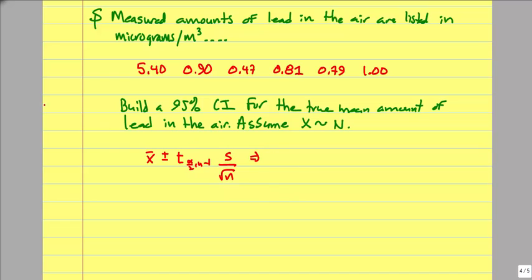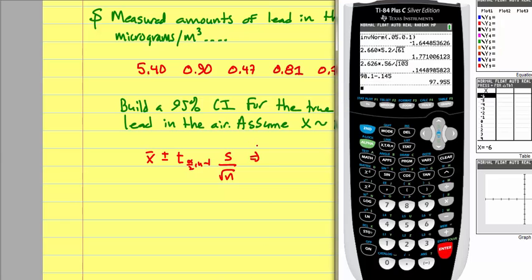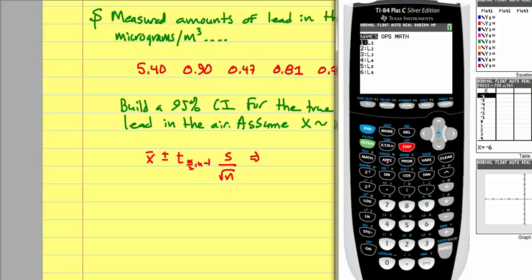Well, I need to find x bar and s. The only thing I know here is my sample size, 1, 2, 3, 4, 5, 6, is n, and then I should be able to find my t value as well. Now we have to think back a ways. We need to find x bar and s. I'm sorry, it's under stat, not second list, but just regular stat. Edit. And then here we have our lists.